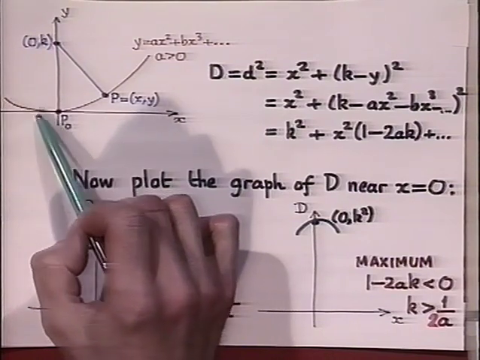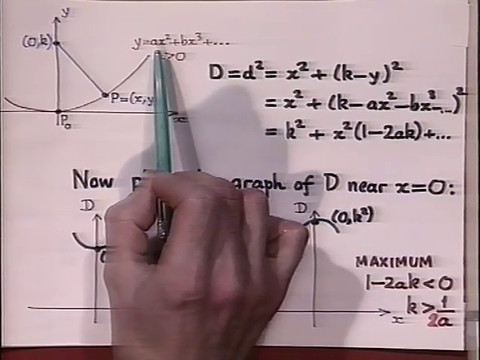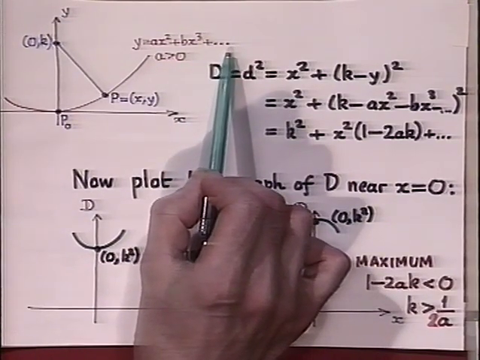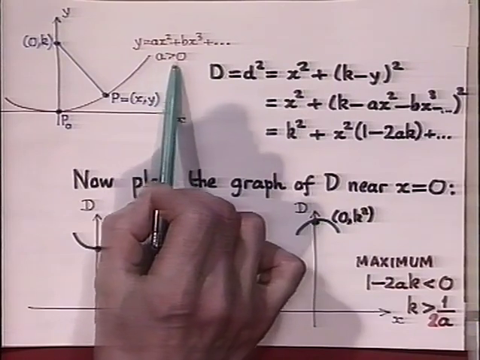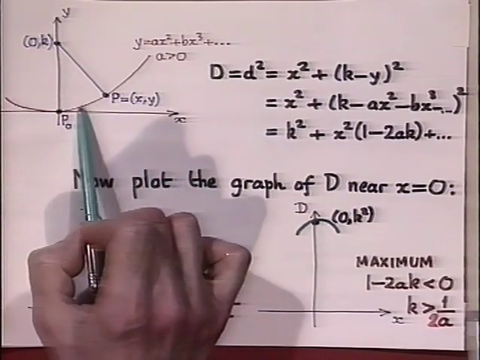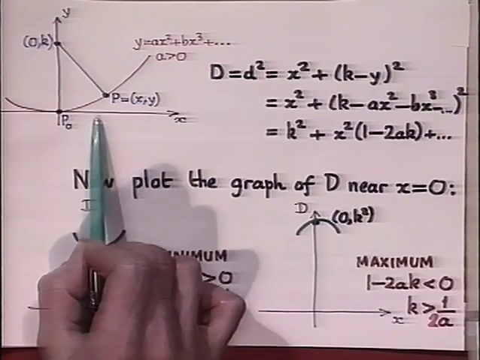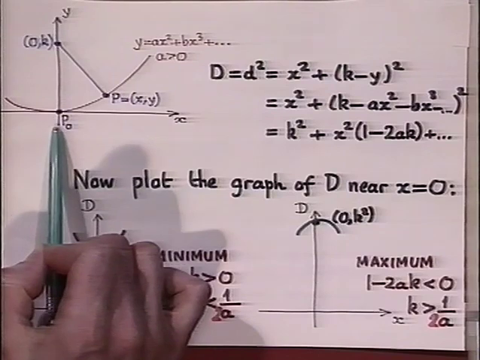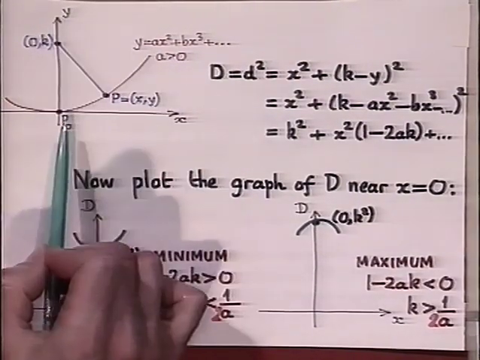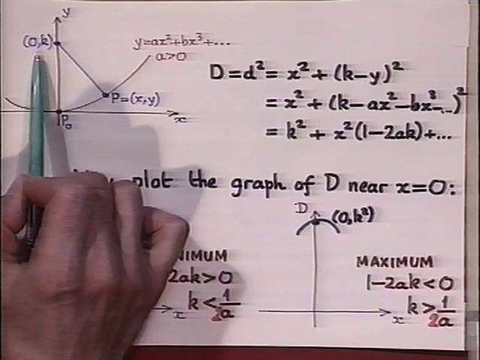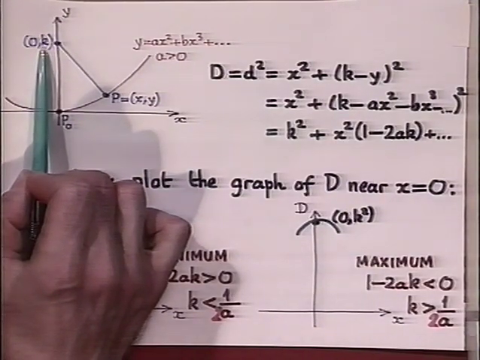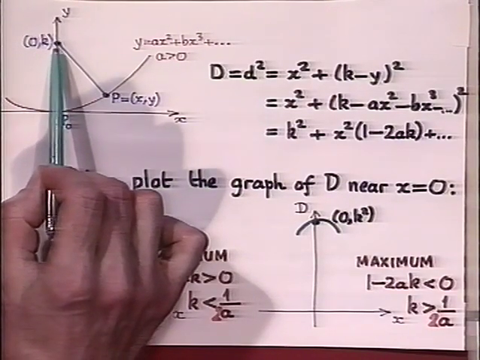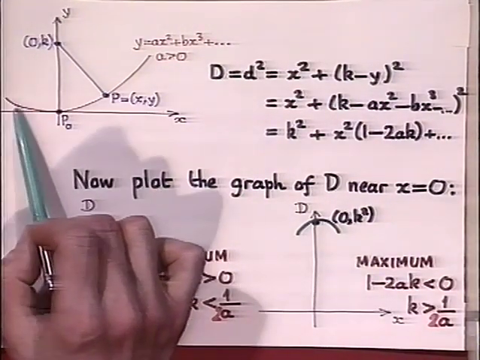What I've done is to draw a curve, y equals ax squared plus bx cubed, and then there might be higher terms, but that won't bother us. A is assumed to be positive. That simply means that the curve is like that rather than like that. It has no effect on the final result. Here is the normal to the curve at this point P0. And here is a general point, 0k, on the normal. What I'm going to do is to examine the nature of the distance of this point from this curve.